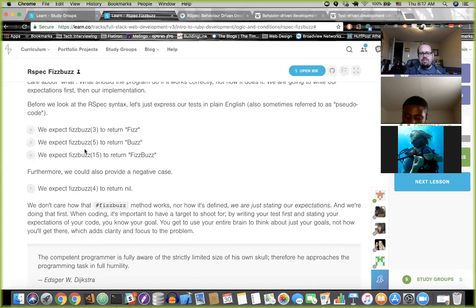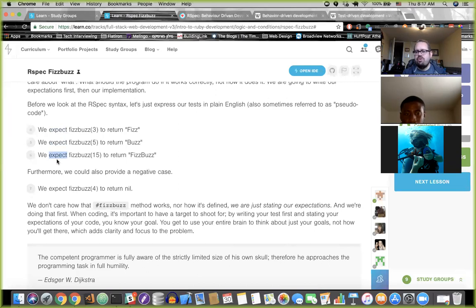What's really important here is this language of expect. We expect, we expect, we expect. The word expect is highlighting a word that's going to become more relevant in a minute, because even though we're speaking in English, domain-specific languages like RSpec are constructed to use as much natural language as possible.